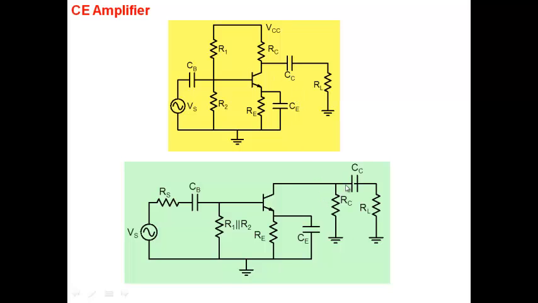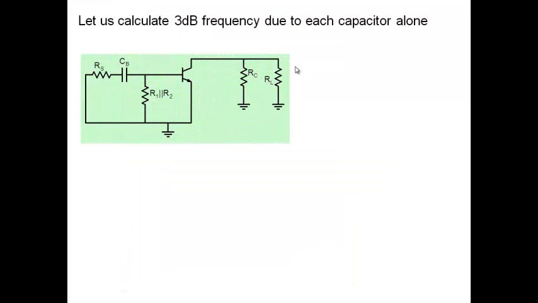What is the procedure? One capacitor at a time, right? So if I focus on this capacitor, what do I do to the other capacitors? Short them. Short this one and short this one. Okay, so let's do that. We shorted that one and we shorted this one here. What will be the 3 dB frequency? I have to find out the net resistance seen by CB. How much resistance does CB see?